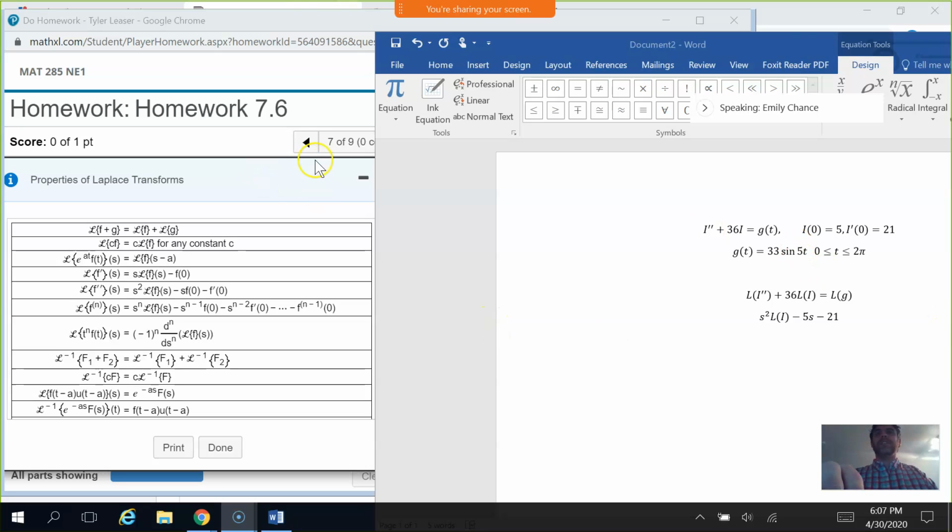There we go. All right. So for those of you coming in late, 7.6, we're looking at number 7 here. This was the differential equation, initial conditions, and we're given that my function on the right-hand side only exists between 0 and 2 pi.